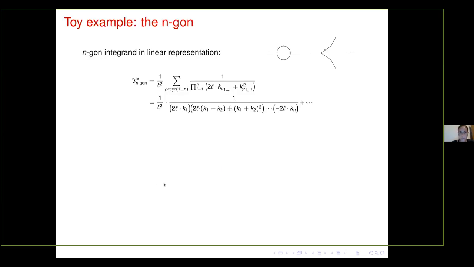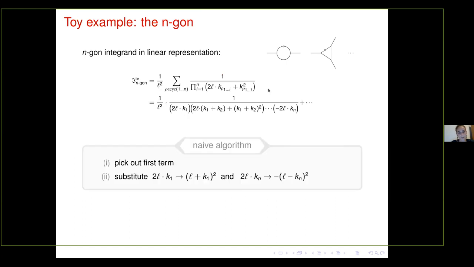Now, the reason we don't know this is that at the level of the integrands, it's quite hard. And you can see that even in a reasonably easy example. The easy example is just look at an n-gon. So I've spelled it out here, and I've done a partial fraction identity and some shifts to get it into the 1 over L squared times something form.